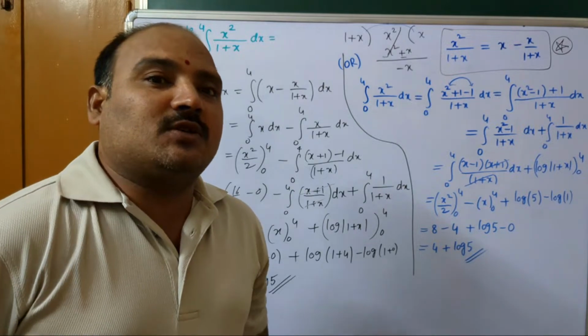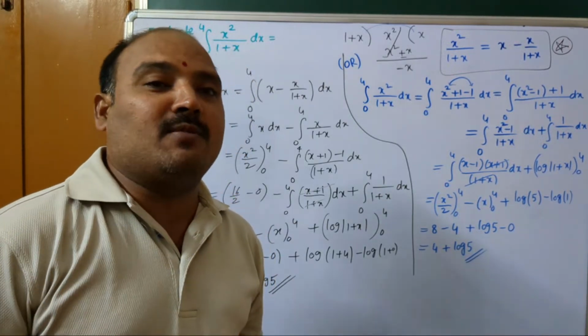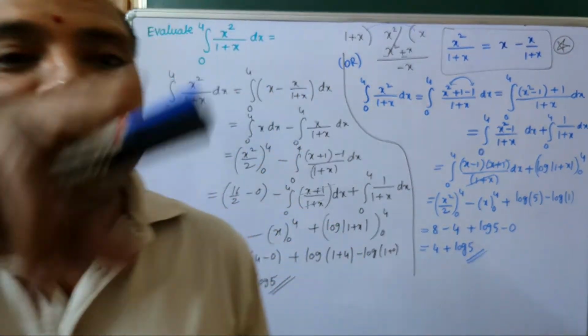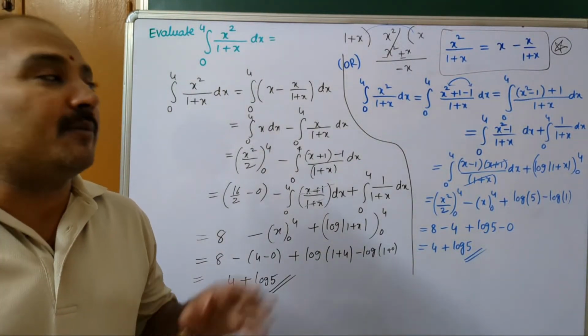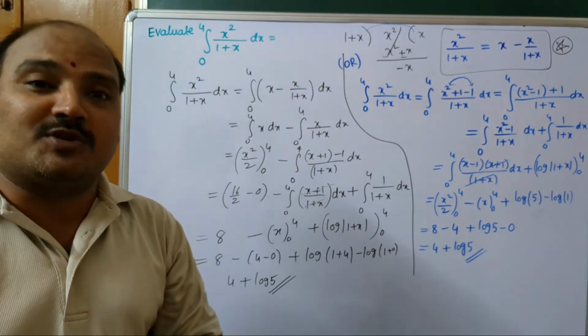In tomorrow's class, integral 0 to pi by 2 sine power m x cos power n x, where m is an even number, n is an odd number, or both even numbers. Like this concept and the questions I will explain in tomorrow's session. 2 marks I will cover in the trigonometry, in definite integration with the trigonometry questions.